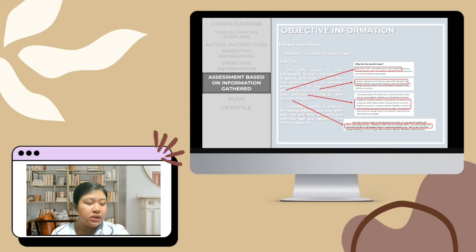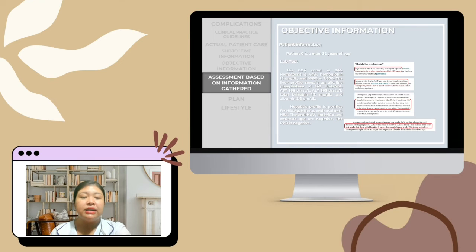Next is for the white blood cells. For the white blood cells, it is 3,800. Here, his white blood cells are low because to be considered normal, it should be within 4,500 to 11,000 white blood cells. And also, in patients with hepatitis B, the white blood cell result is really low when they get tested.